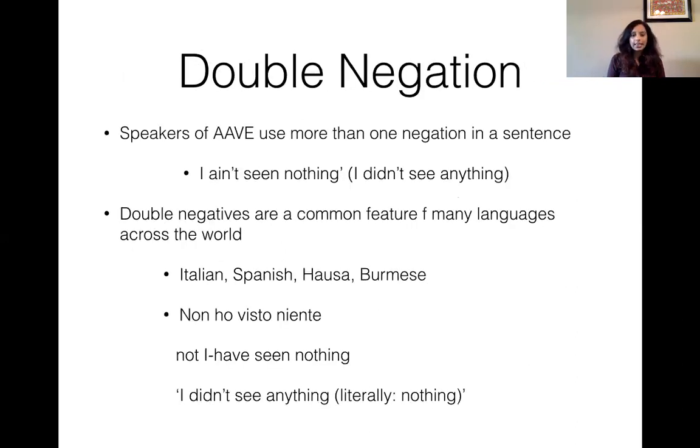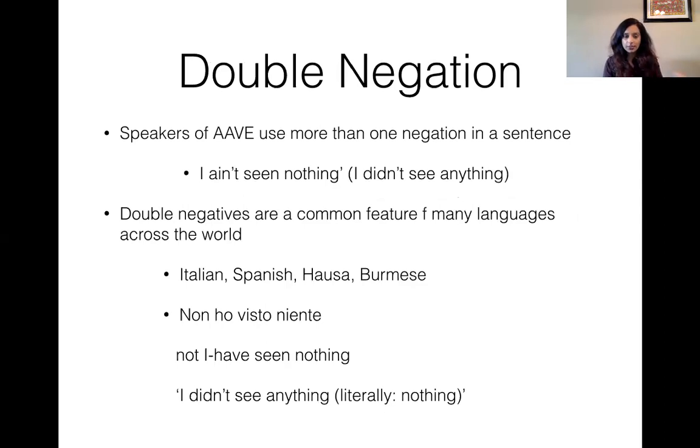They also use double negation. This is something that we've talked about, but something that I want to add is the fact that double negation is actually very common in other languages of the world. So Italian, Spanish, Hausa, Burmese. The example that I have is from Italian, non ho visto niente. I didn't see anything. Literally, I didn't see nothing, right? So that kind of double negation is very common across other Romance languages.